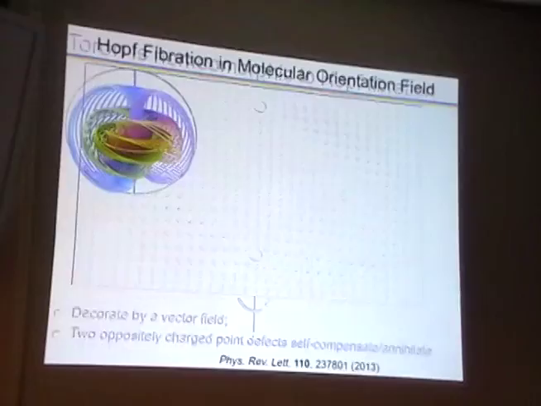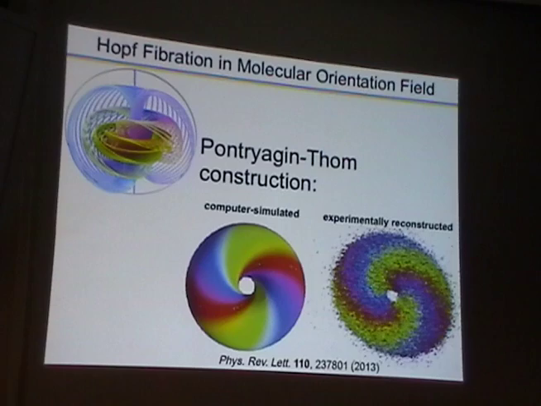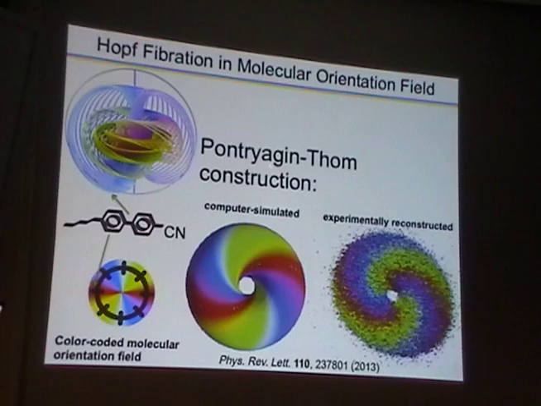But as we could see from the example I already showed briefly yesterday, we can also generate such a structure without the point defects, right? Just the Hopf fibration embedded in liquid crystal. In here, those different colors, as we discussed, depict the molecular orientation pattern on the toroid, one of the toroids of such a Hopf fibration.